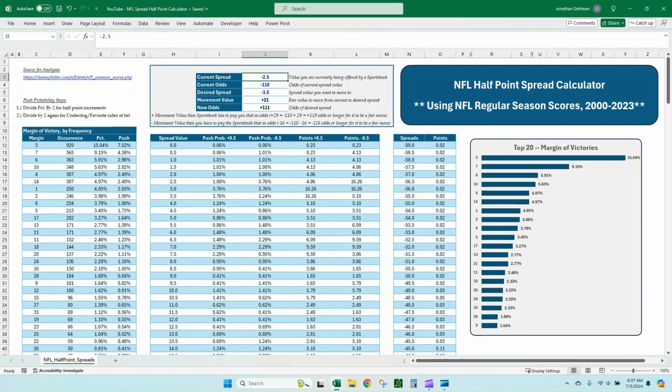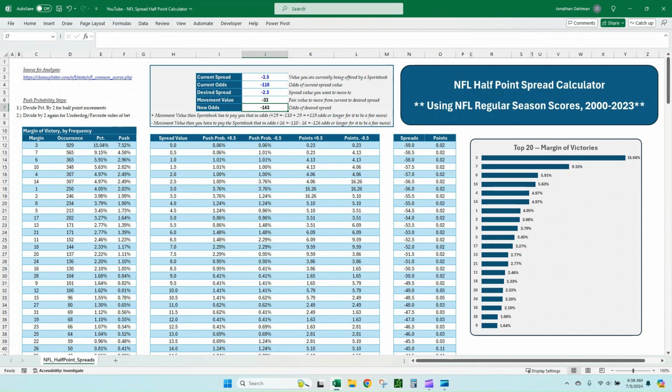So let's do the flip here. Let's say that you're getting offered minus 3.5 at minus 110, but you want to make that down to minus 2.5. So they've got to win by more than a field goal for you to get paid out before, but now you're saying, I think a field goal is probably what the outcome is going to be. So you want to get that minus 2.5 to capture a win. So that's worth minus 33 points. So you are going to have to accept odds that are much shorter than the current. So minus 143.